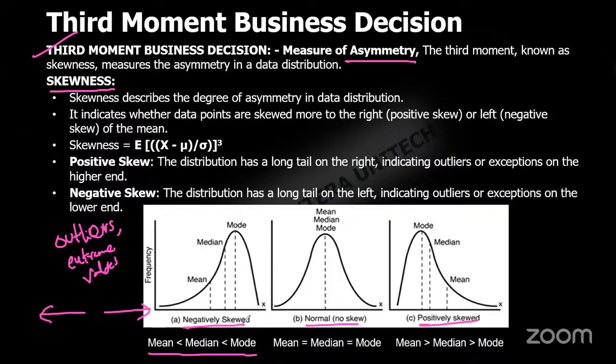Why? For negatively skewed data, you will find the long tail towards the left hand side. For positively skewed data, you will find the tail towards the right hand side. So positively skewed data is also called right skewed data. Negatively skewed data is also called left skewed data. Just use common sense.